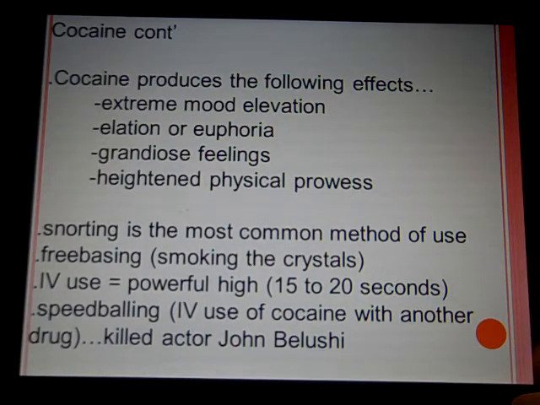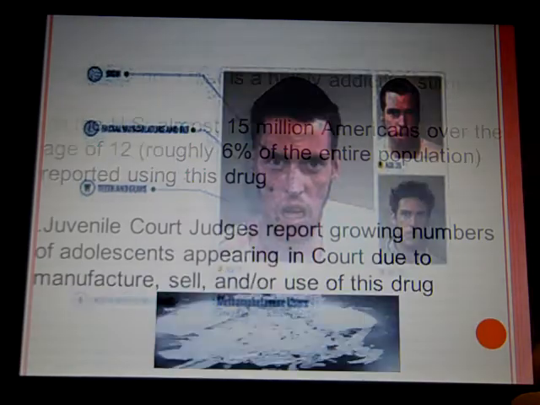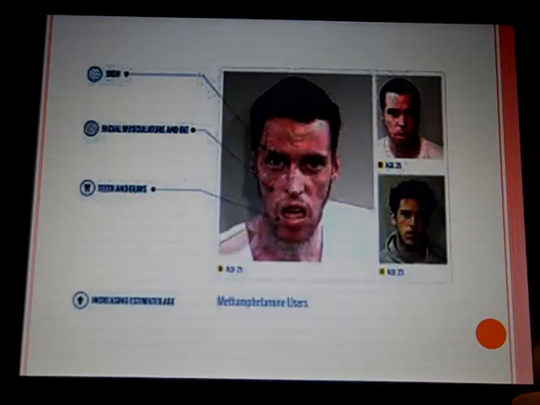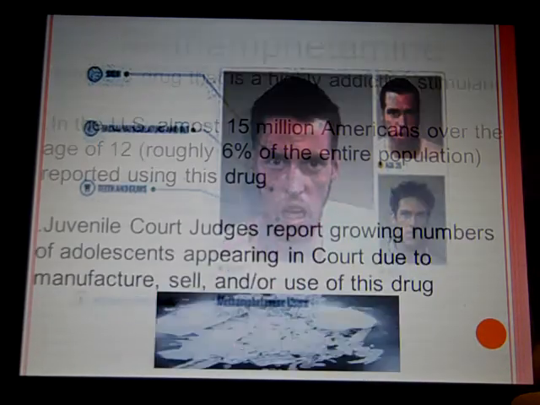Speedballing. This is intravenous use of cocaine with other drugs, kind of like a cocktail. This is actually what killed actor and comedian John Belushi. If you've heard of that name, he was a member of the cast of Saturday Night Live in the late 70s, I believe into the early 80s. Chris Farley, if you've heard of him, was also a member of Saturday Night Live. He died the same way, speedballing, using cocaine. I'm skipping that slide purposely because you can't see it, and we'll do some more with that later.